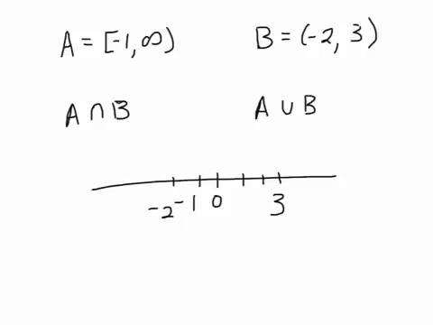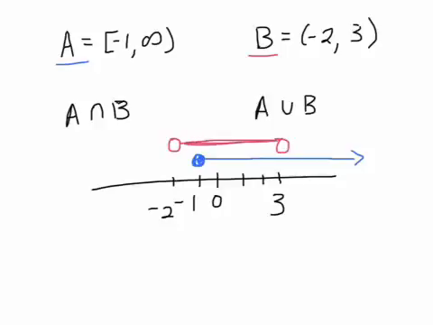One more example here. We're going to take A, and I'm going to draw it out, so A will be blue, and it's going to go from -1 to infinity, so I'll just draw an arrow all the way. B will be done in red, and it goes from -2, which is an open circle, to 3, which is also an open circle, and everything in between.